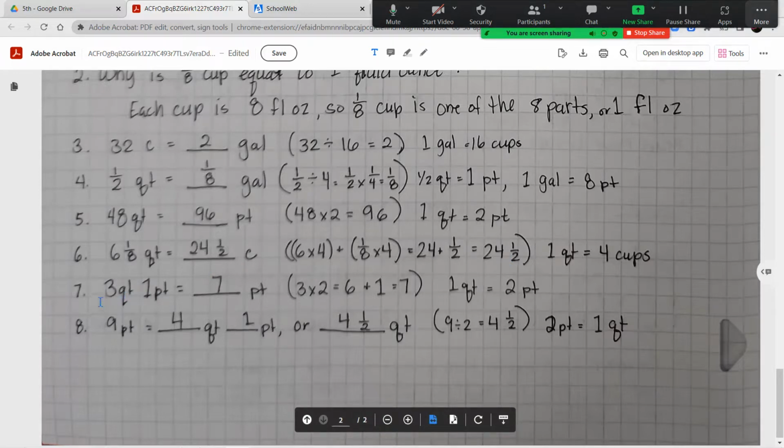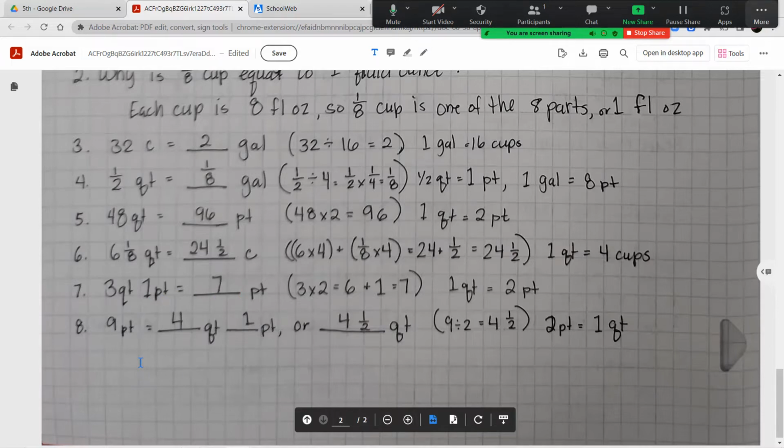Number 7 says 3 quarts and 1 pint is equal to how many pints? So again, I did this in parts. I did the 3 times the 2 because 1 quart is equal to 2 pints. So 3 times 2 gave me 6 pints, plus that 1 extra pint that they told me about equaled 7. So 3 quarts and 1 pint is equal to 7 pints.